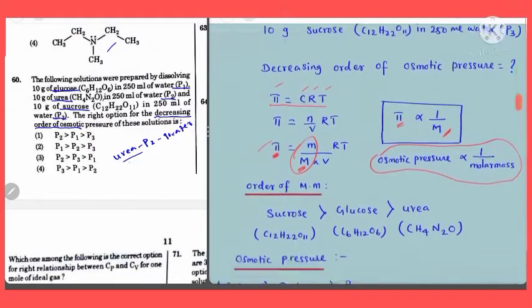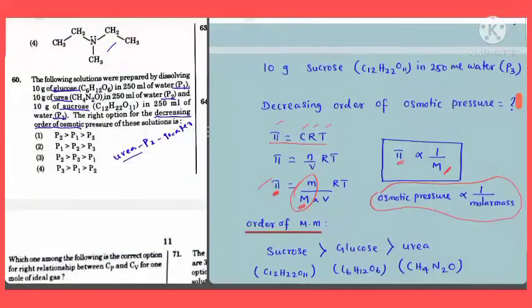Then after that, the next one is glucose with osmotic pressure P1, so it has medium osmotic pressure. Then the one which has higher molar mass is sucrose, with osmotic pressure P3. Greater molar mass, so it has lesser osmotic pressure. So the decreasing order of osmotic pressure is P2 greater than P1, which in turn is greater than P3.